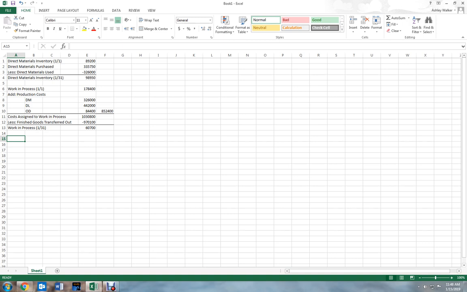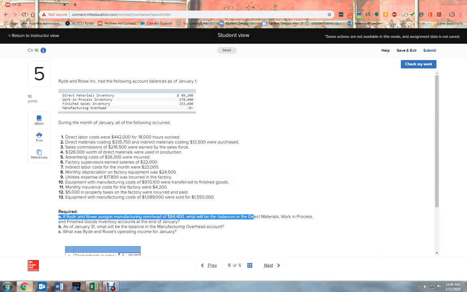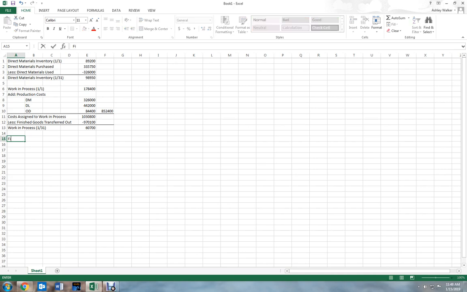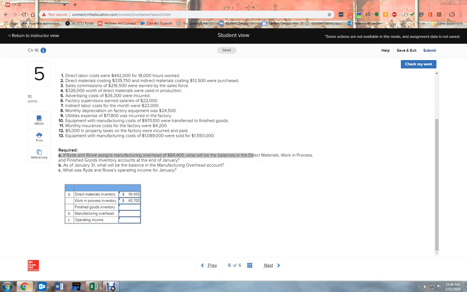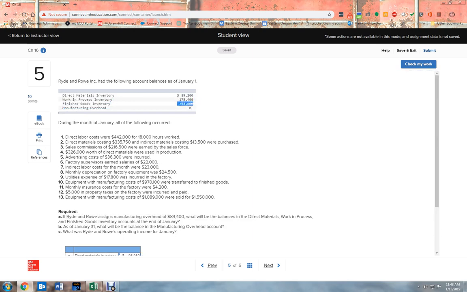All right, so the last part of our Part A problem here: we've done direct materials, let's go ahead and put our number in there. Work in process inventory at the end of the period, $60,700. So now I need finished goods inventory. We're going to go through the same process. Again, start at the beginning. So January 1, I go look. As of January 1, my finished goods inventory was $253,600.